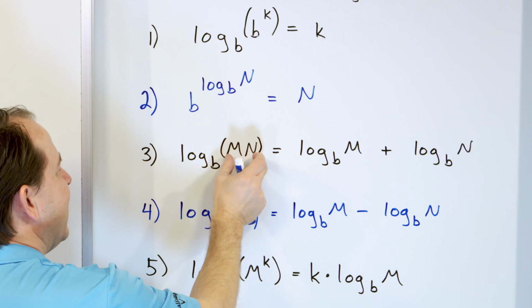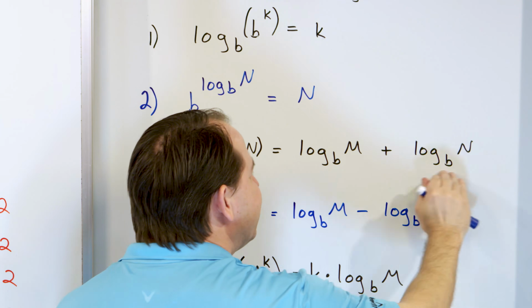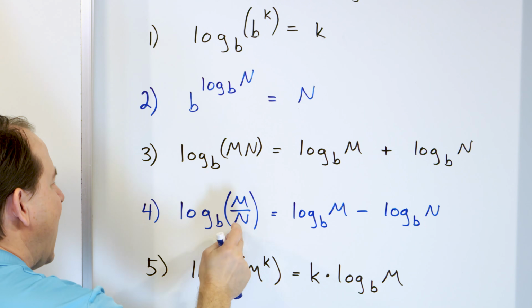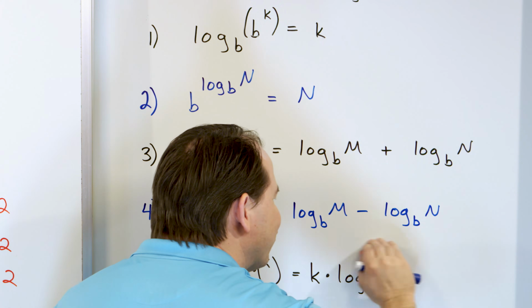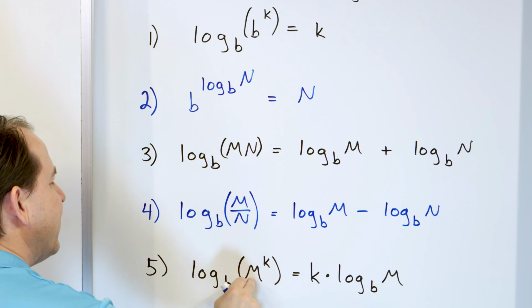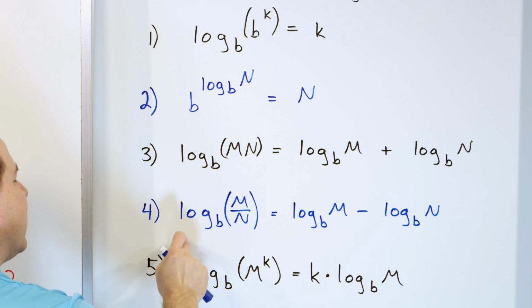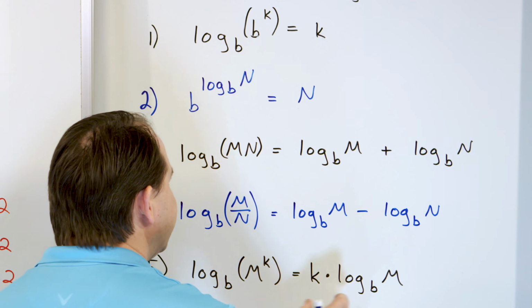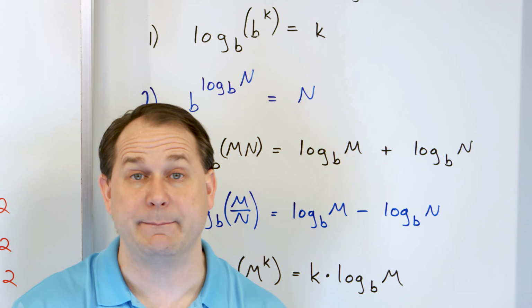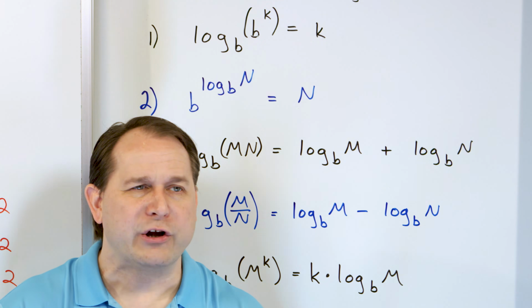When you multiply things and you take the logarithm, it becomes addition of logarithms. When you divide things and take the logarithm, it becomes subtraction of logarithms. And when you have something raised to a power, the exponent can always come out in front of the logarithm, multiplied by a logarithm of what's left over. Same base, obviously.